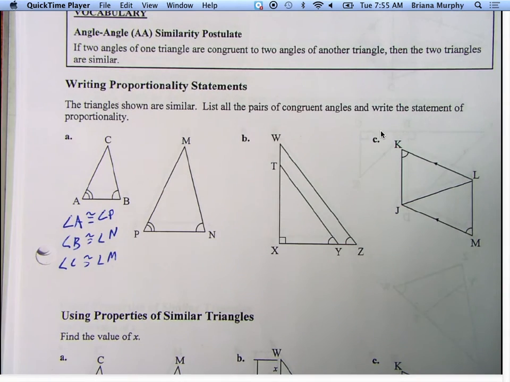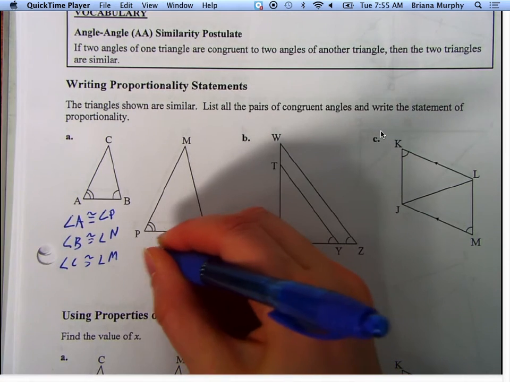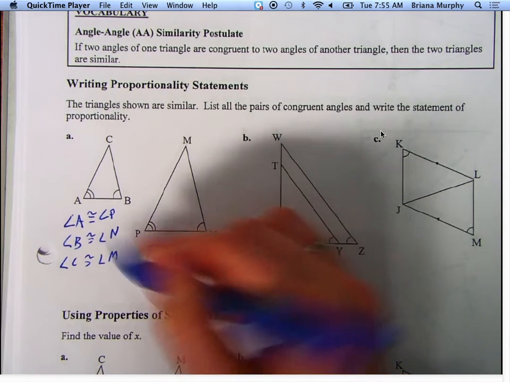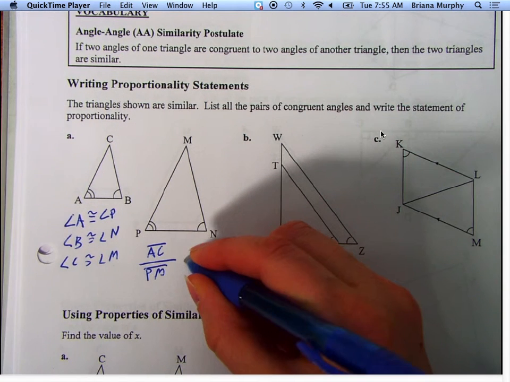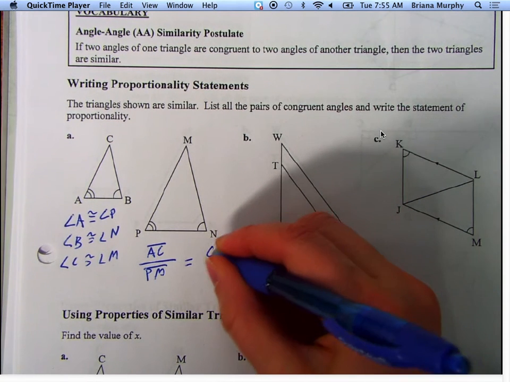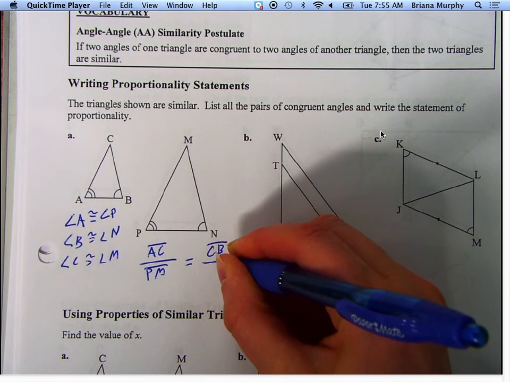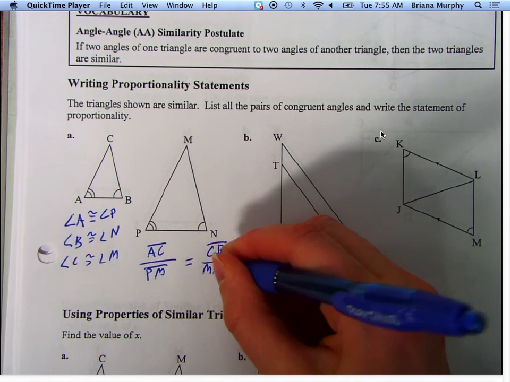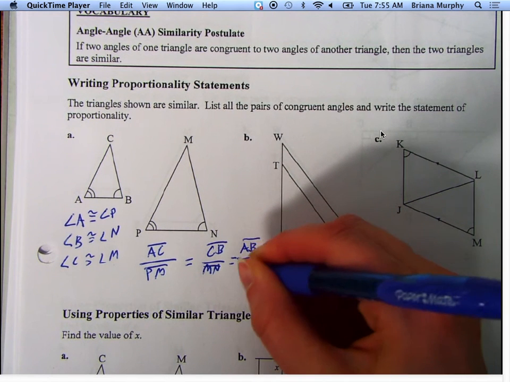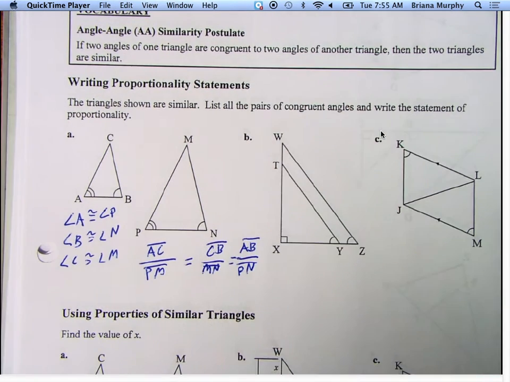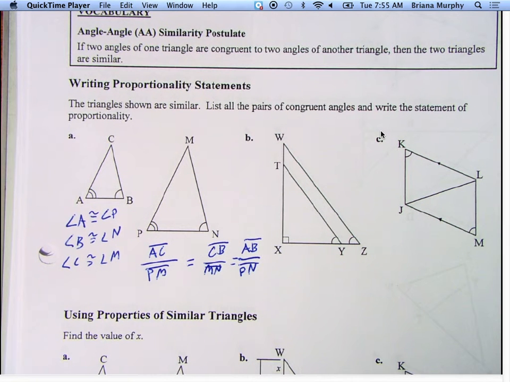Proportional. The sides that are proportional. So AC would go over what side for this one? Which would be proportional to side CB, which goes over MN, which is proportional to AB, which goes over PN. There you go. Does that make sense? Because they're proportional, it forms a fraction that is equal to all the other fractions.